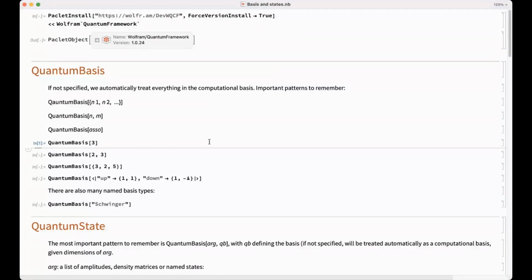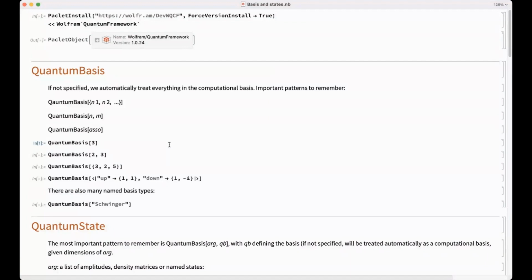and how you can create it and make it work for our states and operators probably in the end. So the idea here is that every quantum object in our framework has a basis. Quantum states have a quantum basis, operators, measurement operators, quantum channels. Underneath there is a quantum basis.